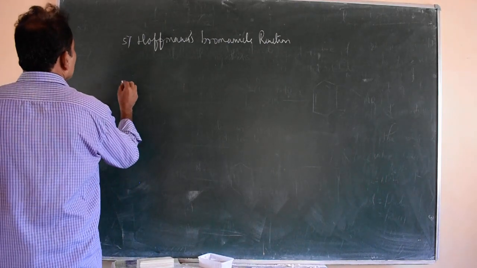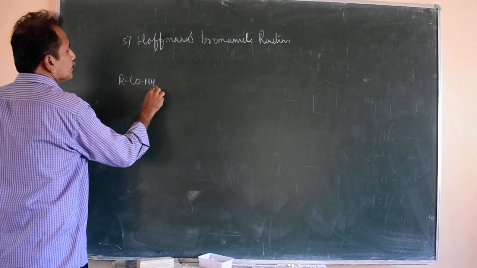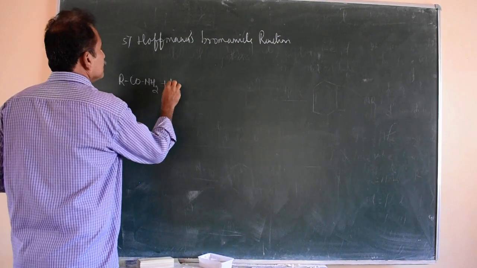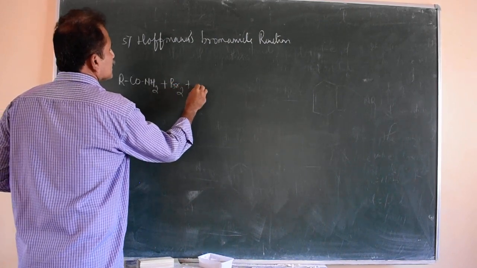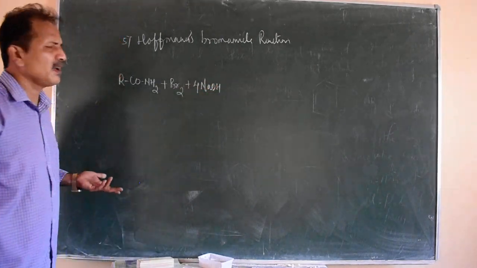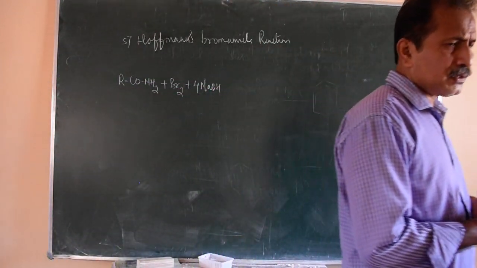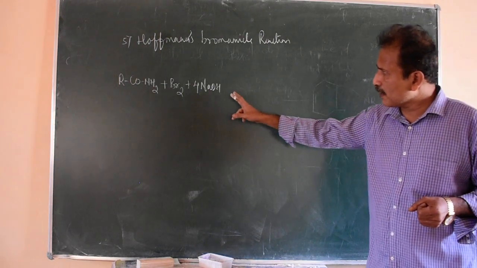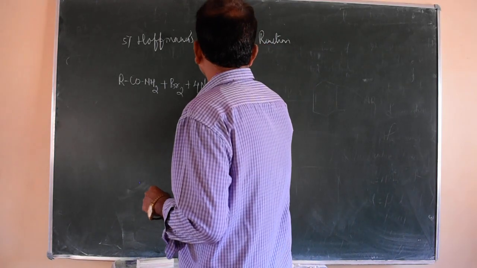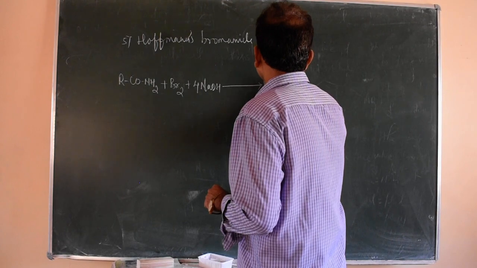So we start with an amide R-CONH2 plus Br2 plus 4 times NaOH or KOH, whatever. Either way, it is ethanolic alkali that has to be used, and either use KOH or you can use sodium hydroxide. So this will give you your primary amine R-NH2.